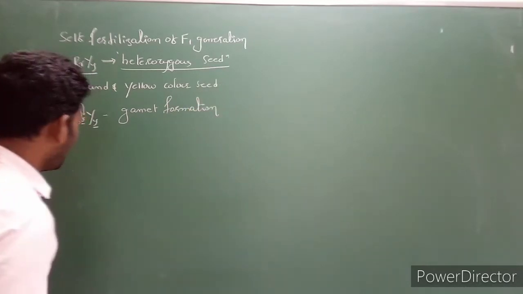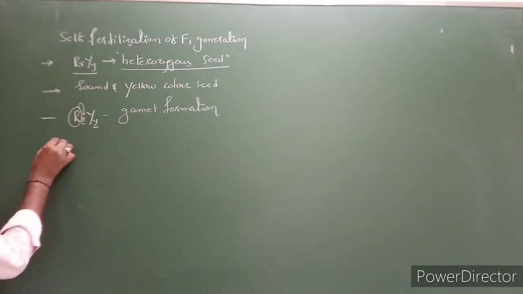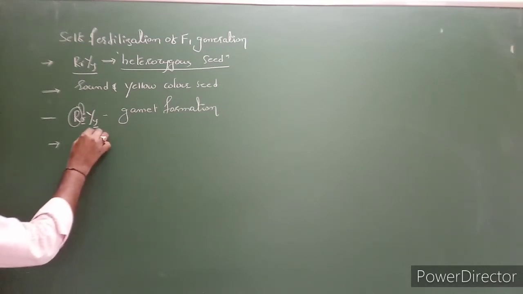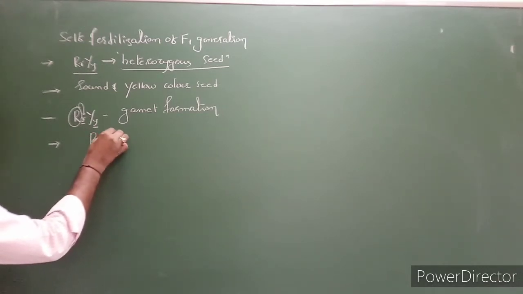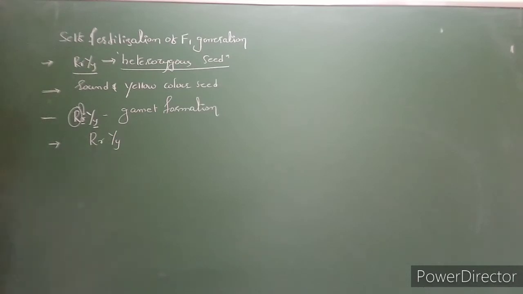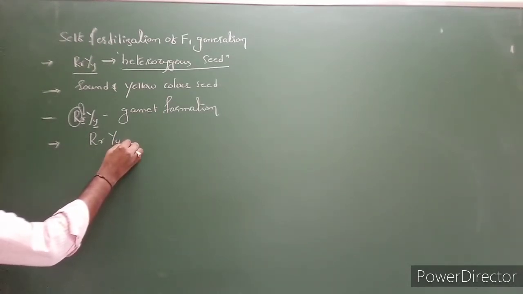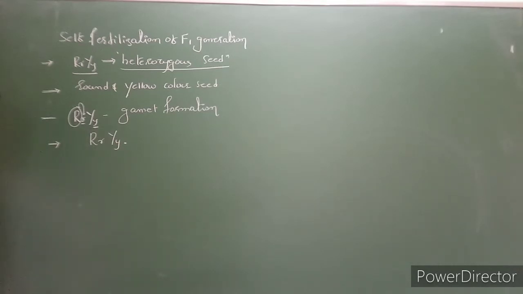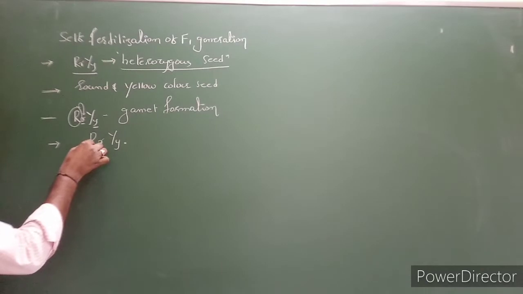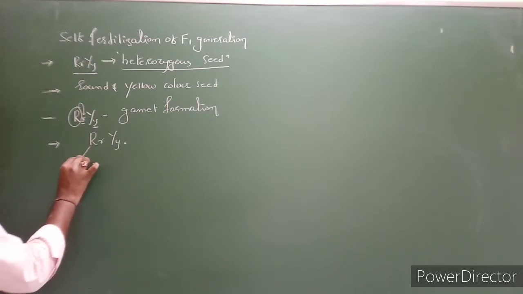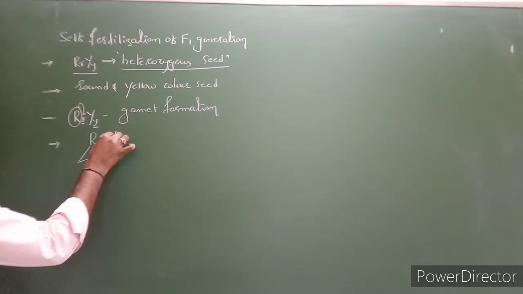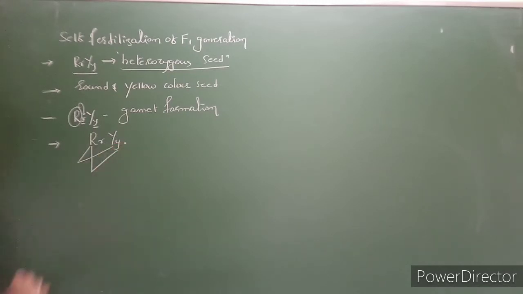Gamete formation. Here two techniques are there. One is a simple method, like capital R, small r, capital Y, small y. This is a plan. Simple. In this case, Mendel used mathematical probability. Here capital Y has the chance to fuse two times: one time capital Y and one time small y.